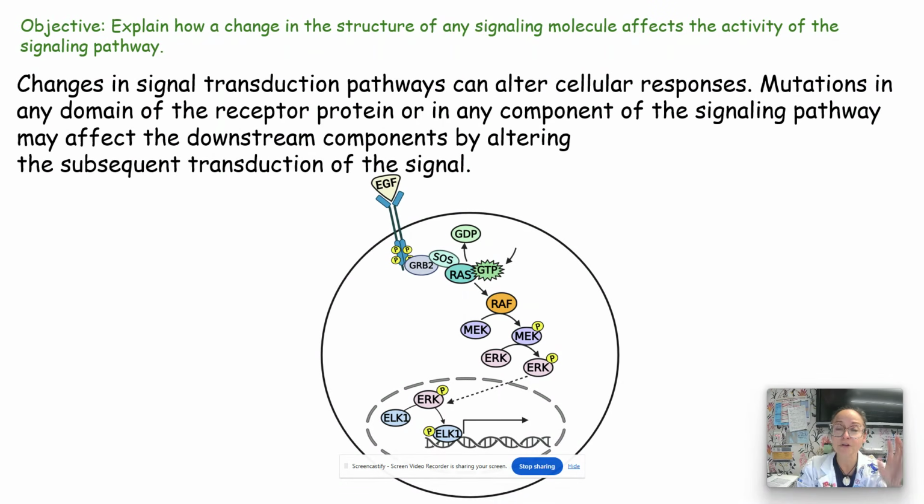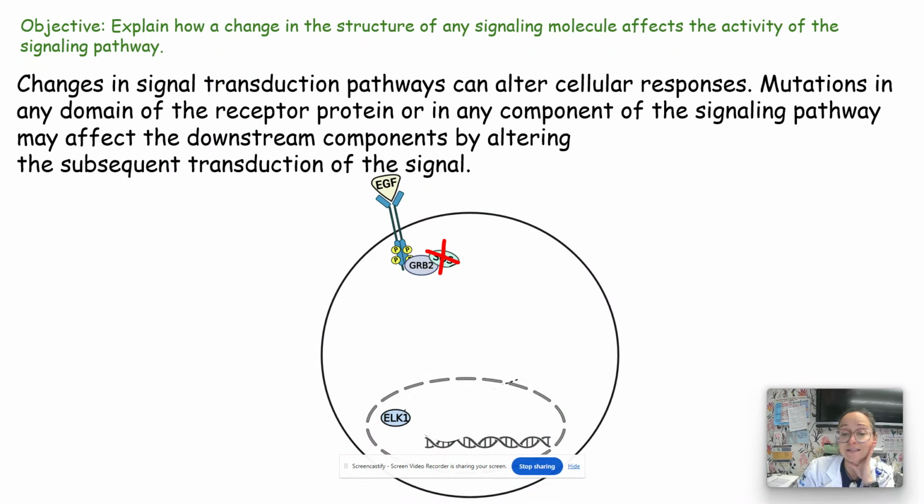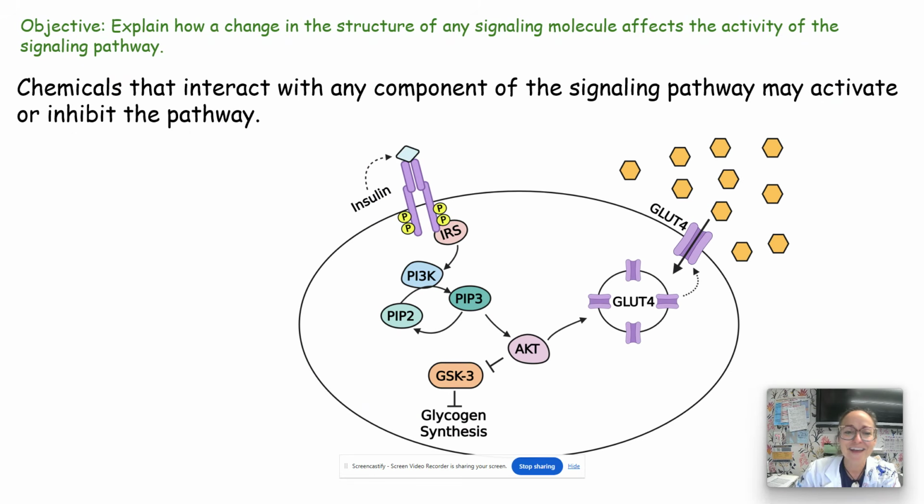So I mentioned earlier that each of these molecules are proteins. Proteins are coded for by genes. Genes are DNA where mutations happen. So if there's a mutation, let's pretend there's a mutation here in this SOS protein, well then the rest of the transduction will not be activated and there won't be a cell response. So mutations can happen in any step of cell signaling, and it really depends on the situation. So if you have a test question about that, pay attention to context clues.